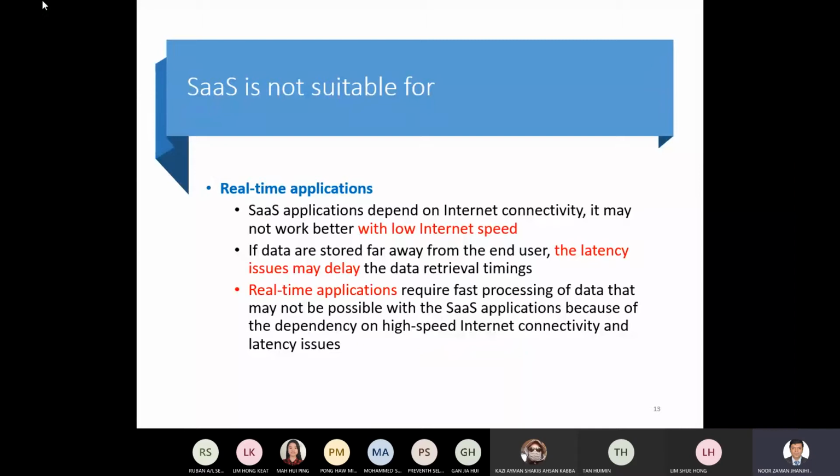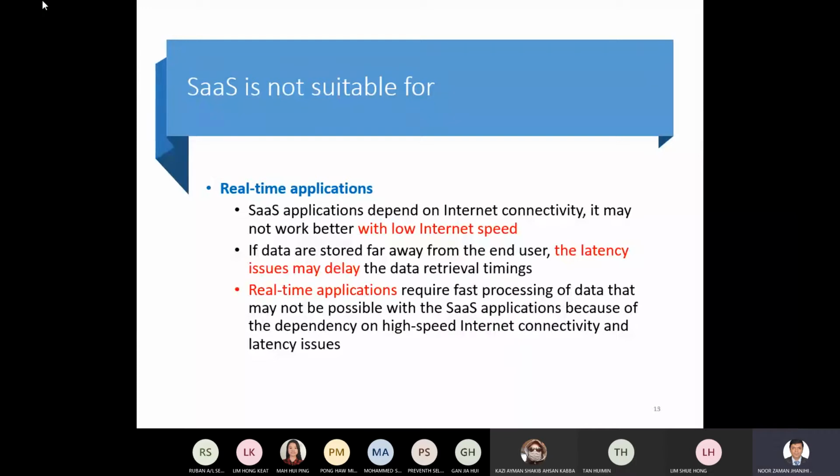So the positive and negative as well: what it means when we say the SaaS model is suitable for this, but at the same time not suitable for some systems as well. So what are these things? The first and most important point: say, for example, if we are considering real-time applications where we cannot bear delay, such as stock exchange services, especially when we have low internet connections or latency issues, or very sensitive applications.